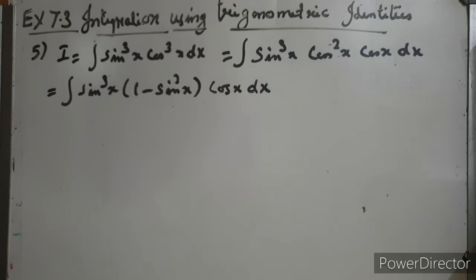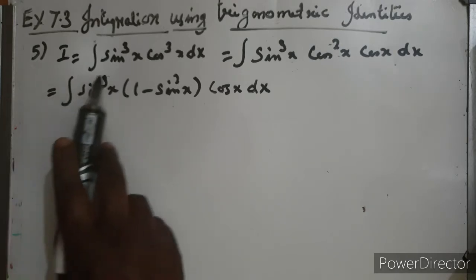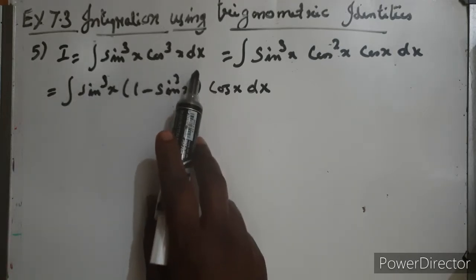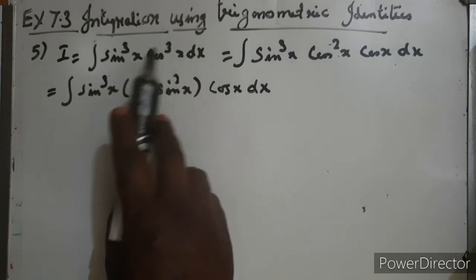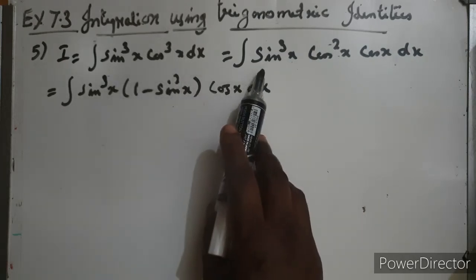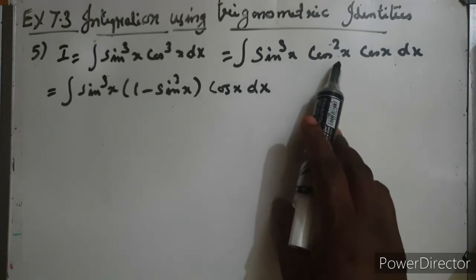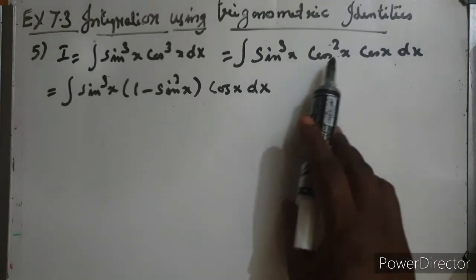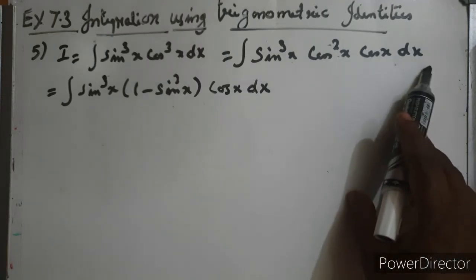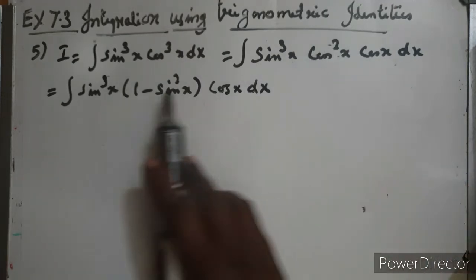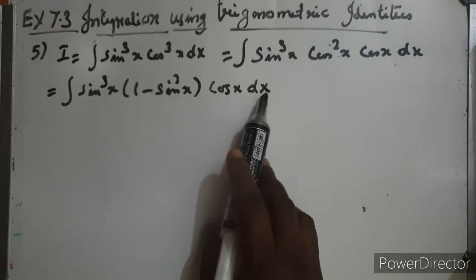Fifth one, find the integral of sin cube x cos cube x dx. So let I equal to integral of sin cube x cos cube x dx. Without using any trigonometric formula, here we have sin cube x into cos cube x. So I am writing this as sin cube x into cos square x into cos x. So I am writing cos square x as 1 minus sin square x, cos x dx.